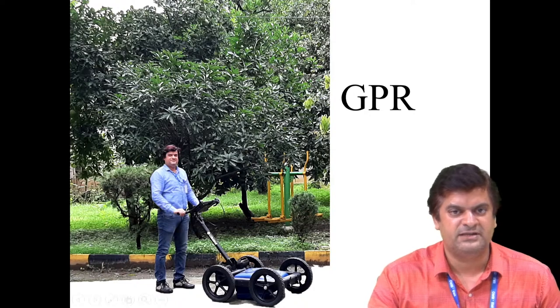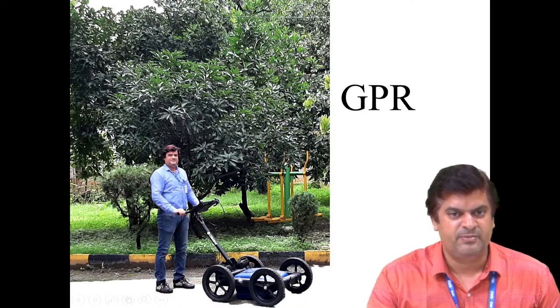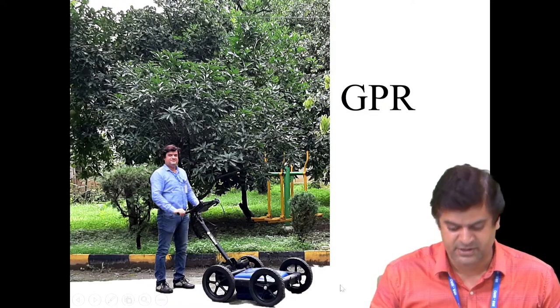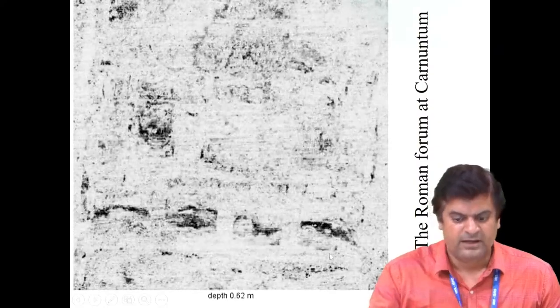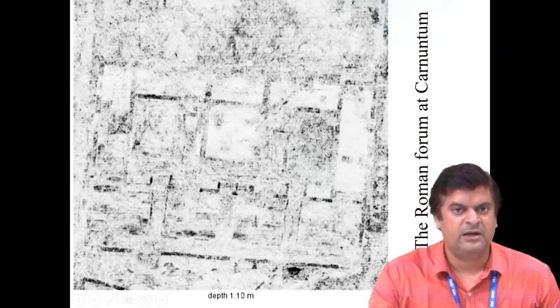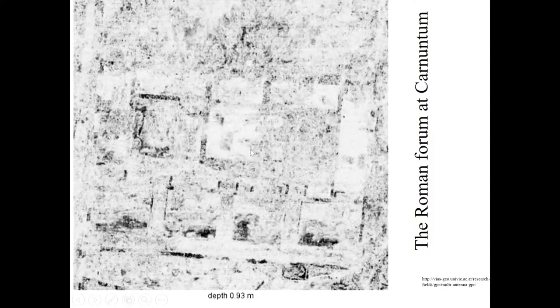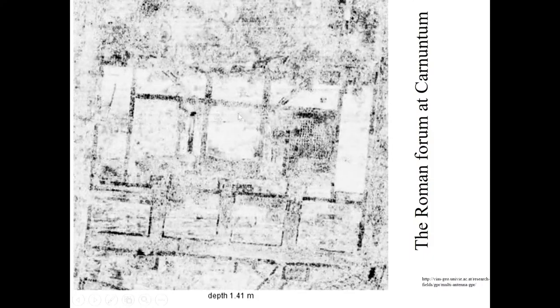ground penetrating radar systems are operated. So this is GPR, which is operated to find out the subsurface information. This animation is showing how the information is retrieved when the longer wavelength ranges are used, and how much clarity there is in the subsurface feature identification.